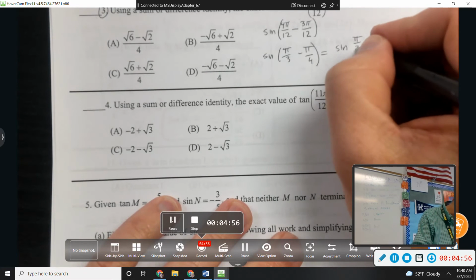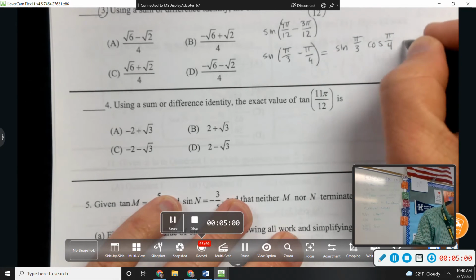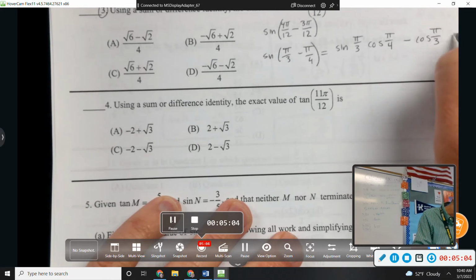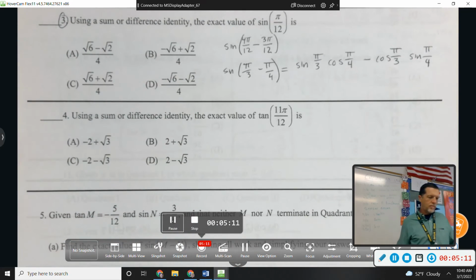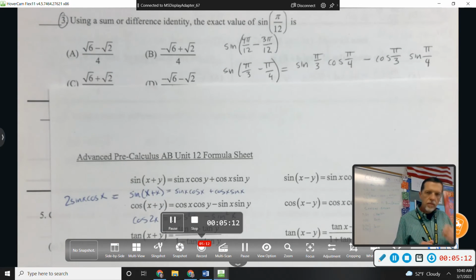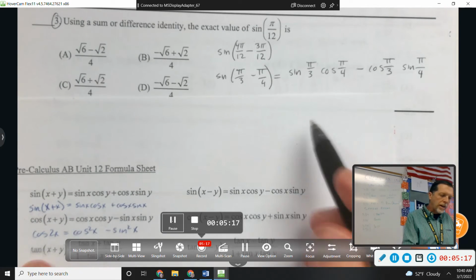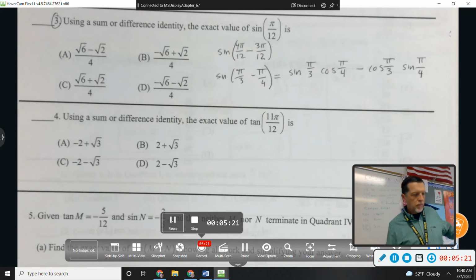So sine of the first one, cosine of the second one, minus cosine of the first one, sine of the second. Again, that's the formula. So you could write out the formula, or you could just kind of match up the pieces as you go.